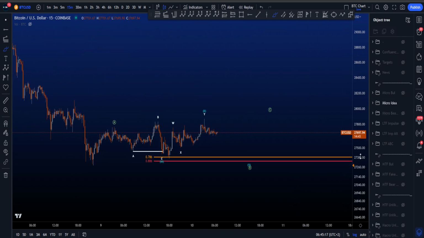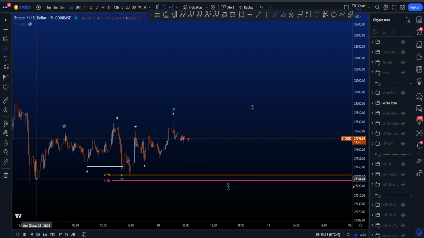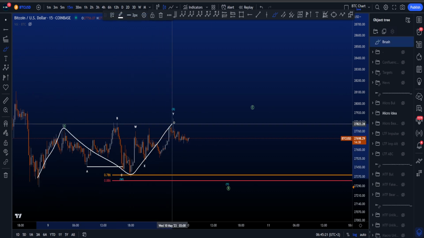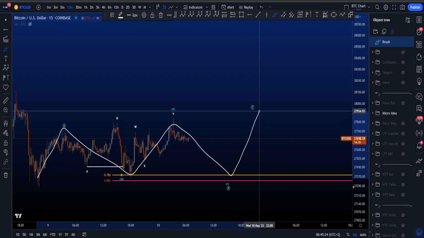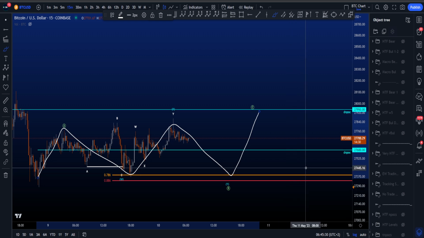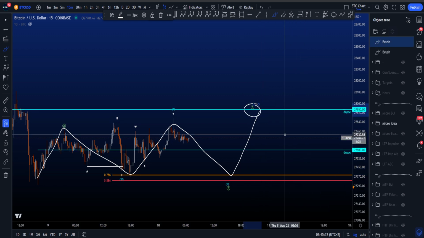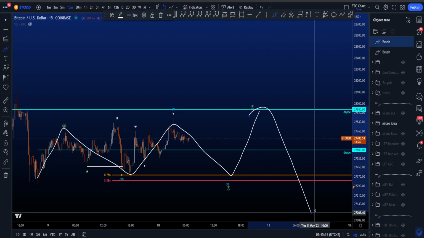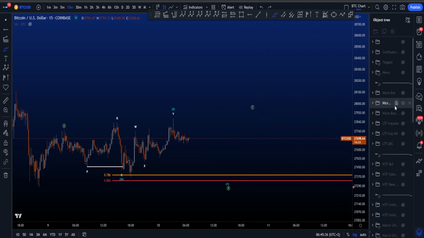The other scenario is that this is an ABC, which is a 5-wave structure. Then we have a 3-wave WXY before another 5-wave structure, reaching then that daily naked point of control that we have at 27,950. So that is then an important target for this wave C before then again continuing to the downside in this particular scenario.